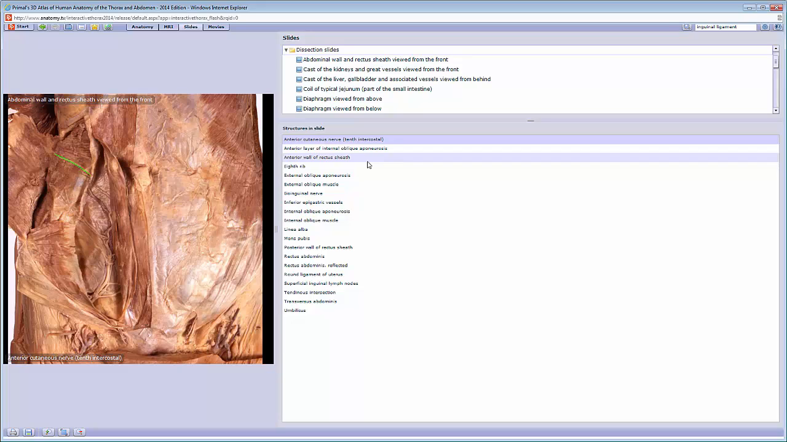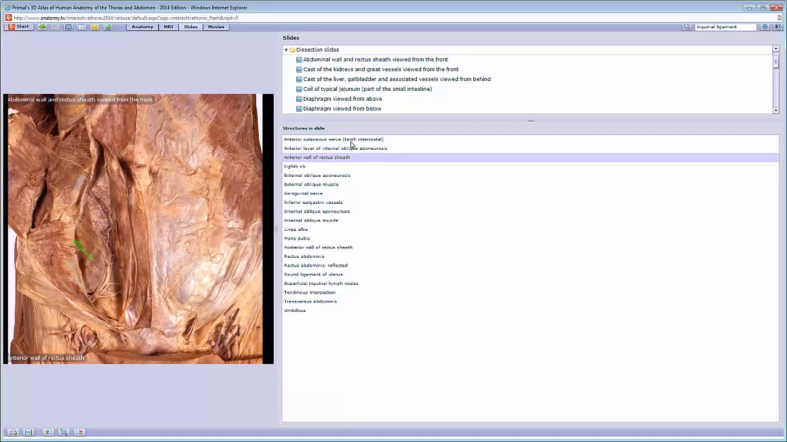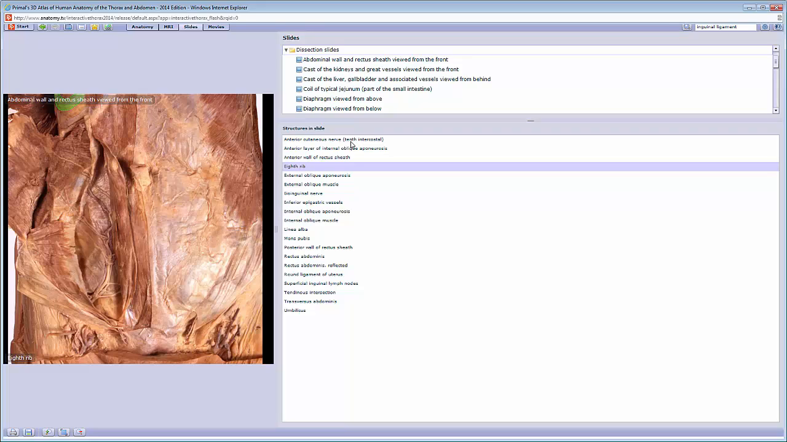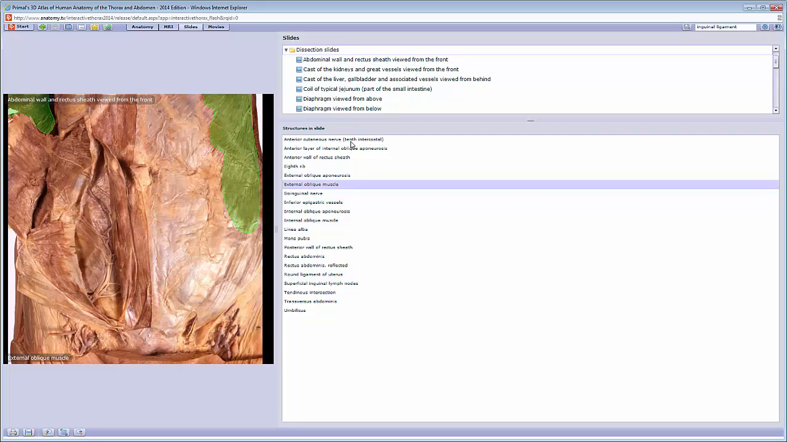So to wrap up the external features of the abdomen, let's have a look at this cadaveric image here. First, we can see labeled an anterior cutaneous nerve, which represents the 10th intercostal nerve. Next, we can see highlighted the anterior layer of the internal oblique aponeurosis, followed by the anterior wall of the rectus sheath. Then we have the 8th rib, or the location of the 8th rib, highlighted here. Here's the external oblique aponeuroses. It's the most anterior part, deep to all of the fatty subcutaneous tissue. The external oblique muscle is just lateral to its aponeurosis, logically.